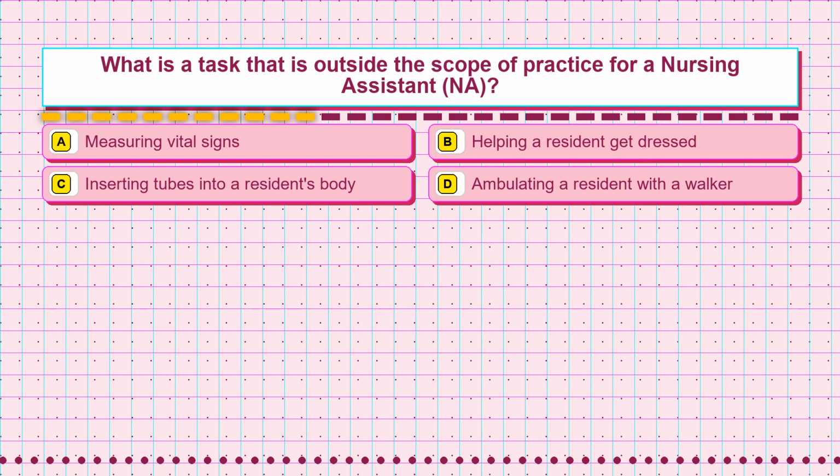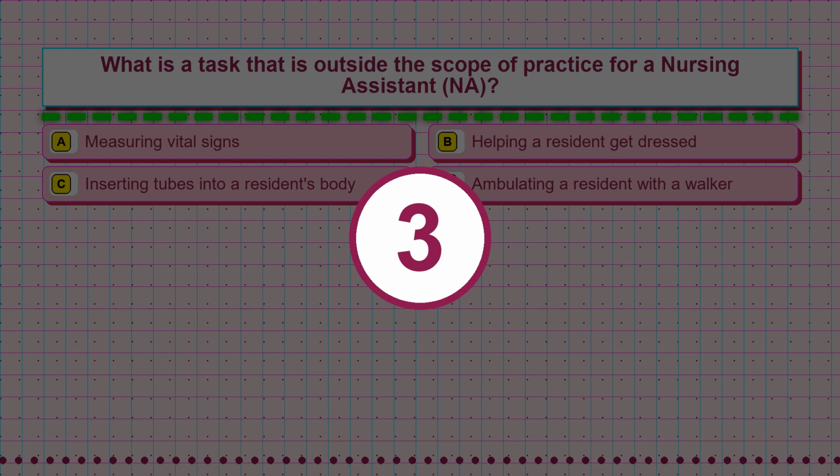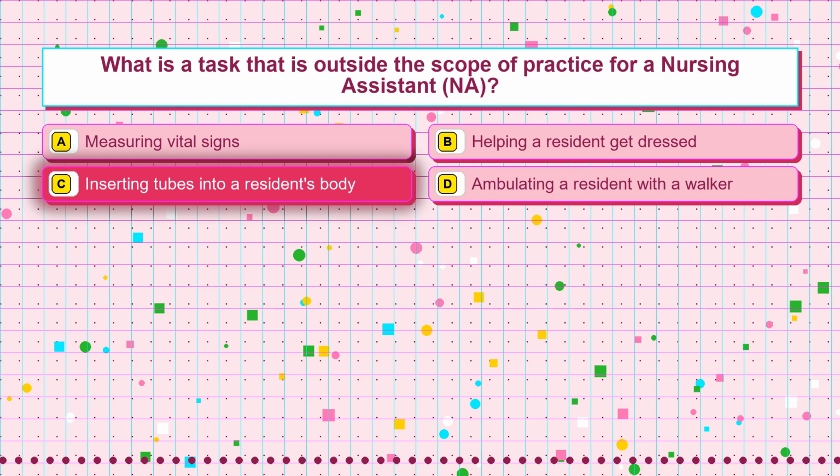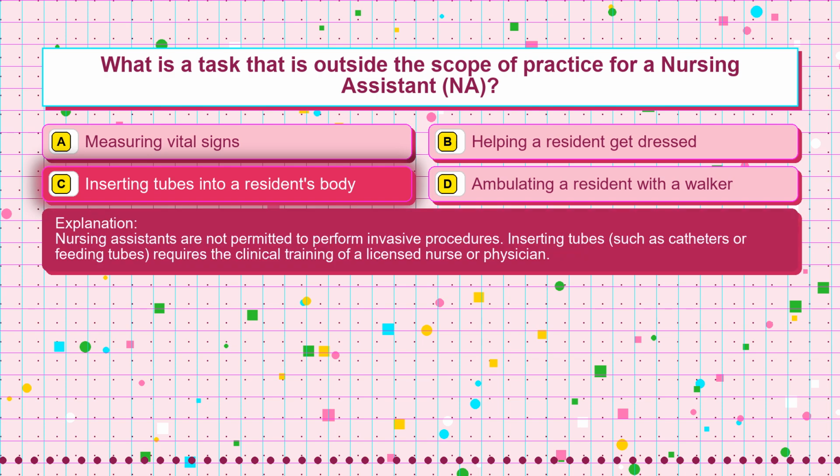Question 65. What is a task that is outside the scope of practice for a nursing assistant, NNAAP? Option A, measuring vital signs. Option B, helping a resident get dressed. Option C, inserting tubes into a resident's body. Option D, ambulating a resident with a walker. The correct answer is option C, inserting tubes into a resident's body. Nursing assistants are not permitted to perform invasive procedures. Inserting tubes, such as catheters or feeding tubes, requires the clinical training of a licensed nurse or physician.